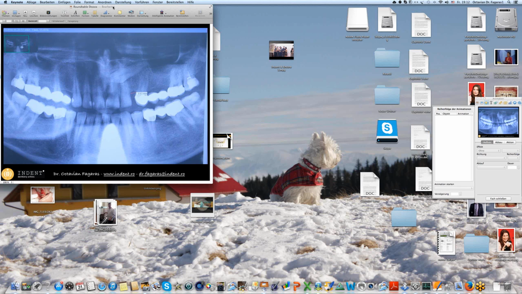Ian? I must admit I had problems with the sound. So when I look at this case, I'm looking at that canine. Are you thinking of bringing it down into occlusion? No, this was not my solution. Right. This was not my solution. You will see why.